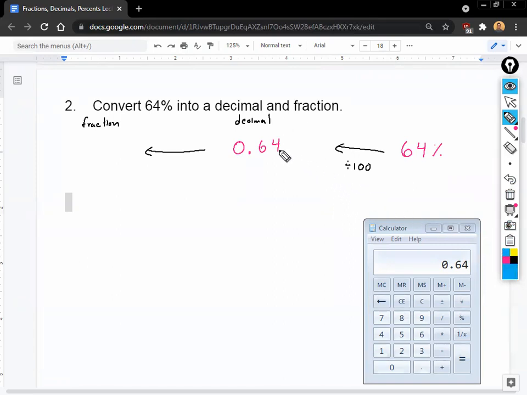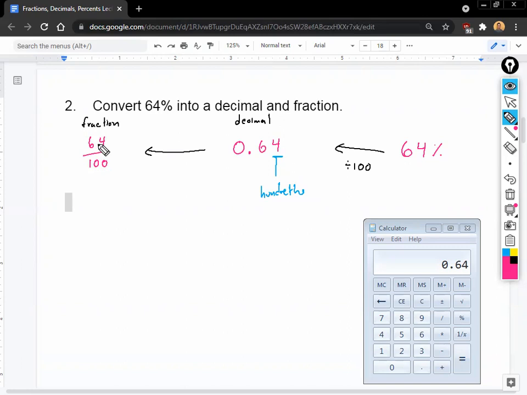All right, and then we're going to turn this into a fraction. So we're going to look at the last number. The last number is in the hundredths place. So we're just going to put 64 over 100. All right, we need to simplify this. So we need to divide the top and bottom by the same factor.